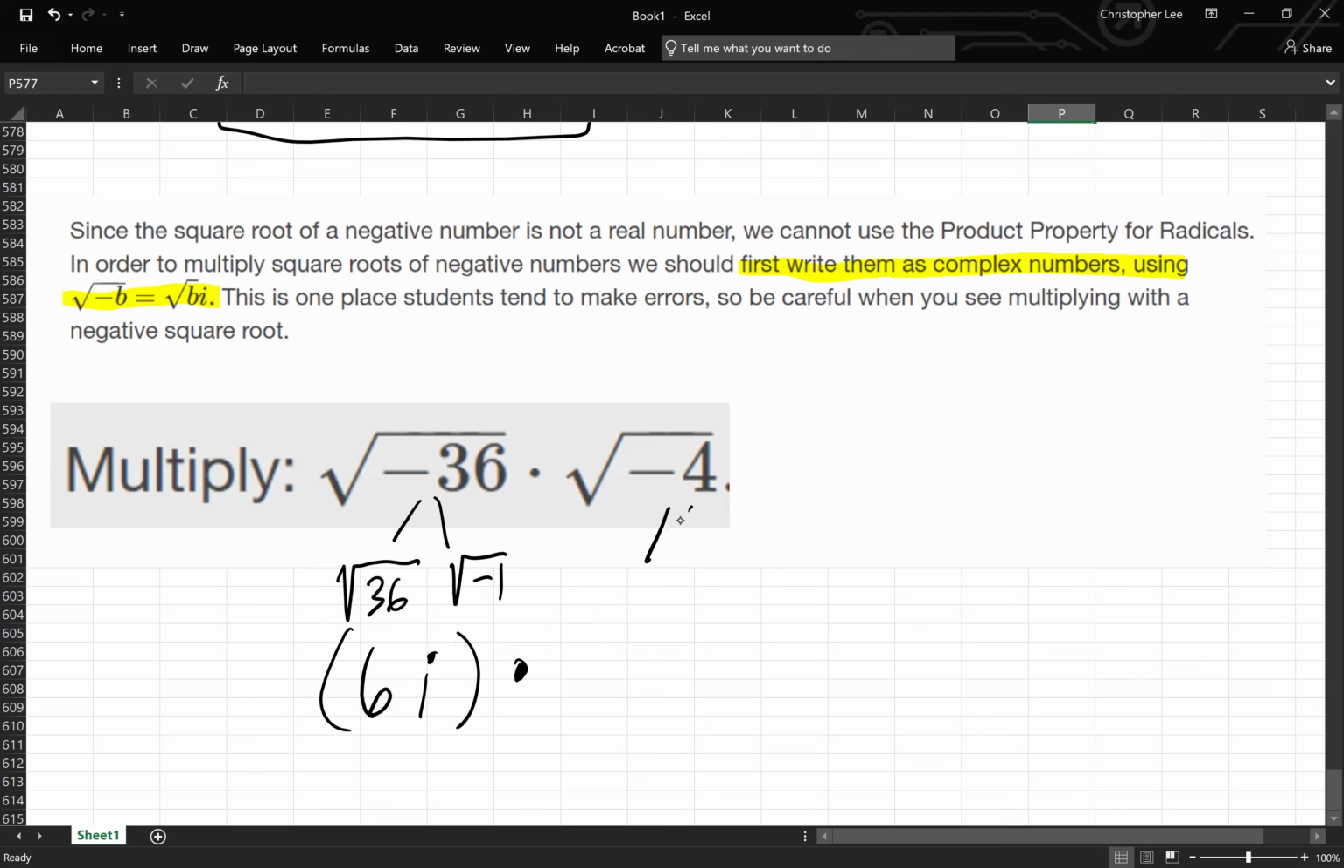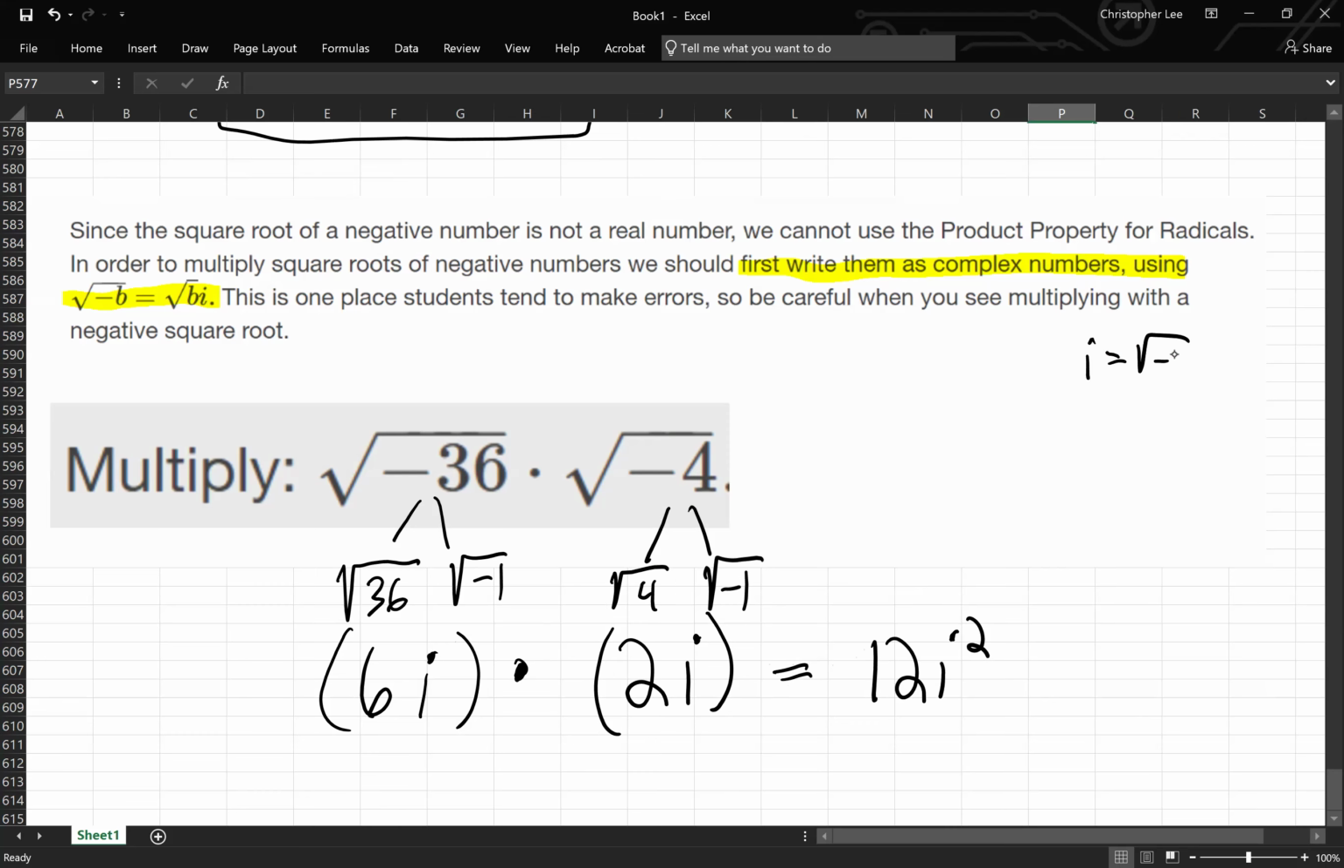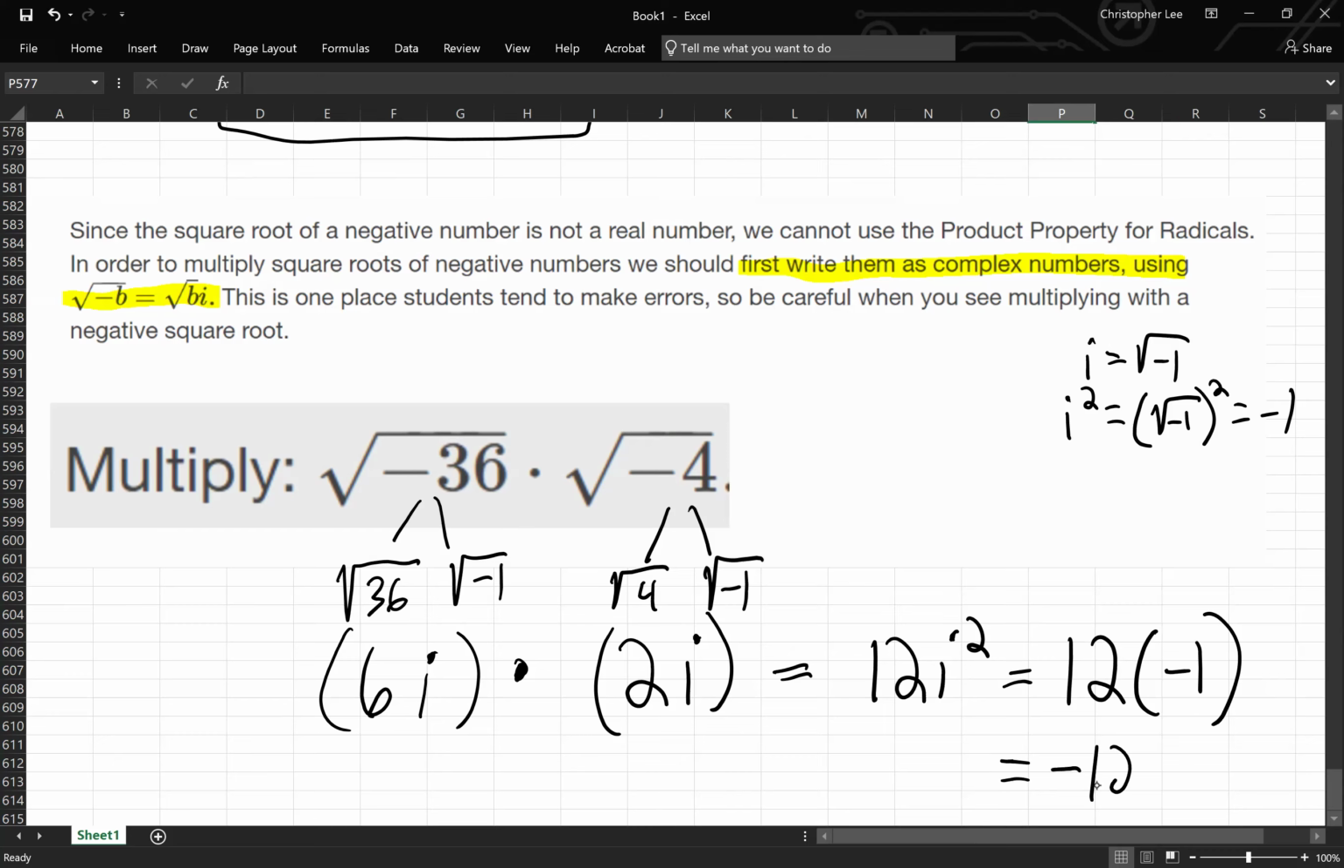We're gonna do the same thing with the 4. This is gonna become what? Square root 4 times square root -1, which becomes what? 2i. Now let's multiply these together, right? So this is going to give me what? 6 times 2. This is 12i squared. And we spoke about i squared before, right? i is equal to the square root of -1. So i squared is equal to the square of the square root of -1, which is -1. So this becomes what? 12 times -1, which is, of course, -12.